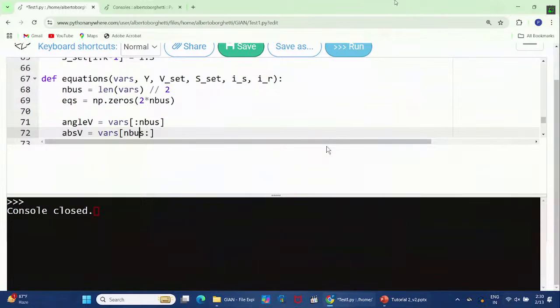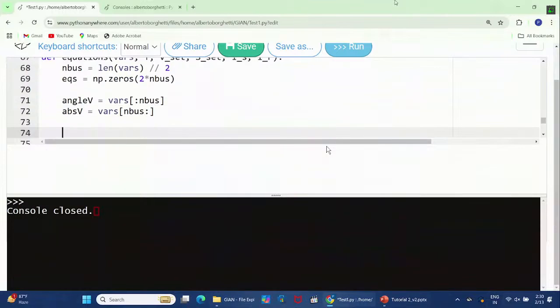I need to put n bus. Now we are ready for the constraints. And all the constraints are in the receiving bus, because we need to say that in the receiving bus the active power is PL, the reactive power is 0, the modulus of the voltage is 1 pm, and the angle, because we can also fix the angle, is 0.